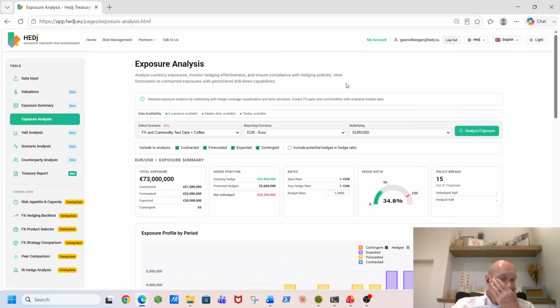So that's the overview of the exposure and the valuations. Next, we will move on to the more detailed risk analysis.